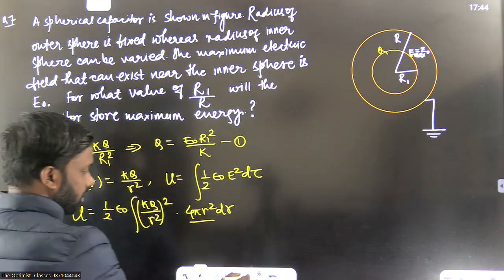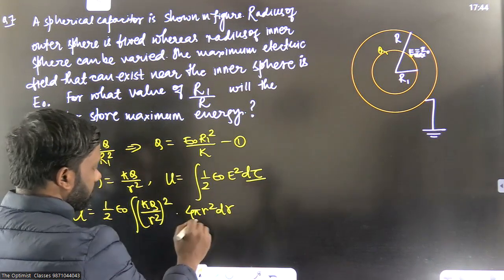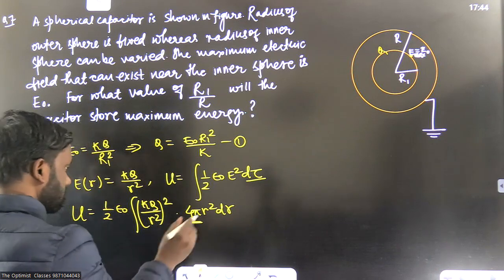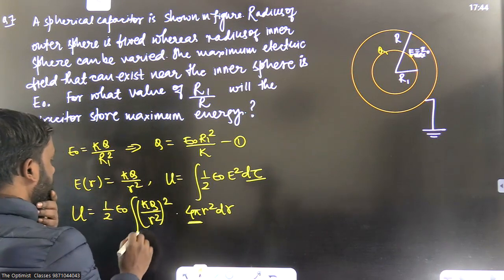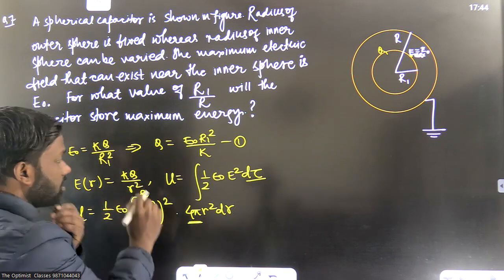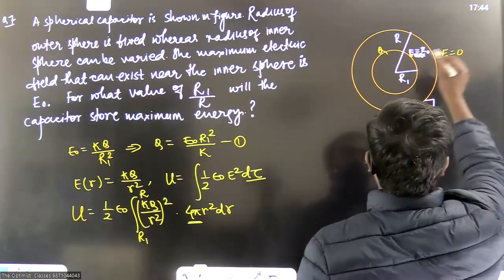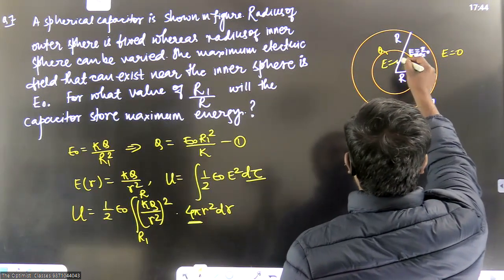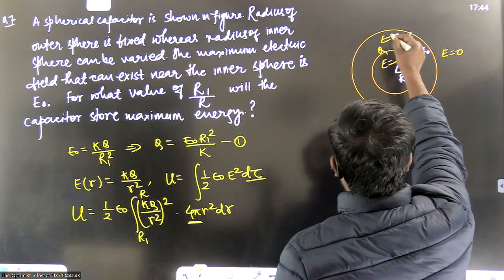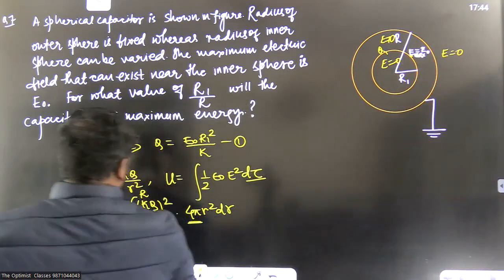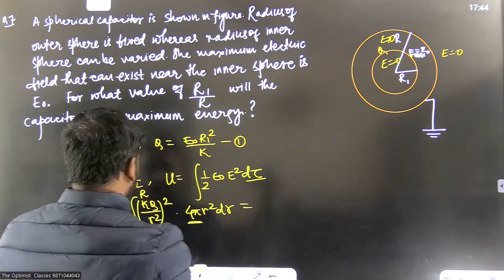So the volume element I have directly written as 4 pi R square dr, because theta and phi integration gives us 4 pi. Now integration will be from R1 to R, because if you put some charge Q here, the field outside will be 0, the field inside is 0, and only the field in this region is non-zero. So energy is stored in this region only.